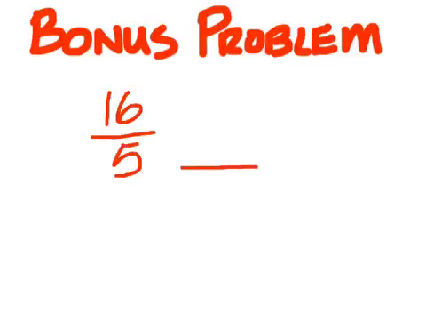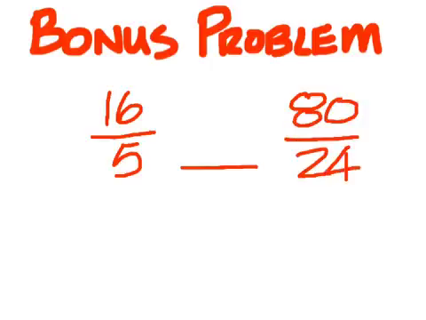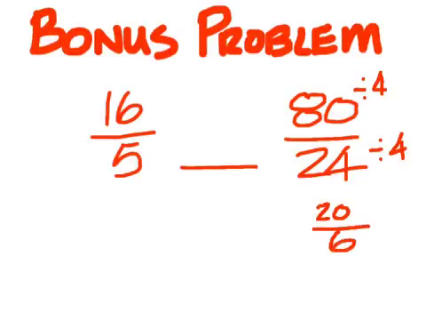Bonus number 2. 16 over 5 is what in comparison to 80 over 24? On this problem, the 80 over 24, it would be helpful to reduce that. 4 will go into both of them. 4 goes into 80 20 times and into 24 6 times, but it can still be reduced. It goes down to 10 over 5.